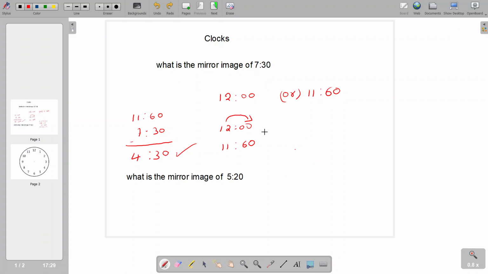Now what is the answer? For finding the mirror image of 5:20, we need to subtract from 11:60. So 11:60 minus 5:20. 60 minus 20, 40. 11 minus 5, 6. So what is the answer? 6:40. Like this we can find the mirror image of the given time.